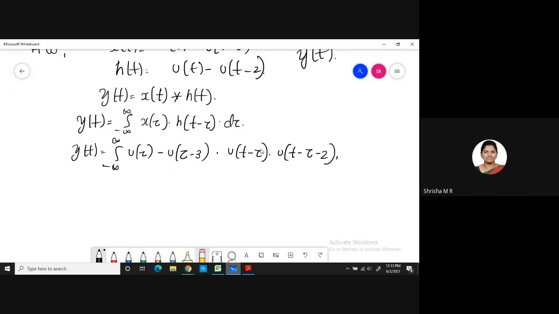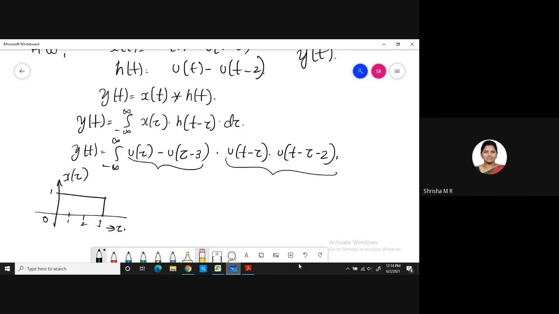So we'll try plotting this. This is one term and this is one term. So x of tau is quite easy, right? It's u of tau minus u of tau minus 3. It's nothing but u of t minus u of t minus 3. So the signal will exist from 0 to 3. So this is x of tau, 1, 2, 3 with an amplitude 1. This is your x of tau.